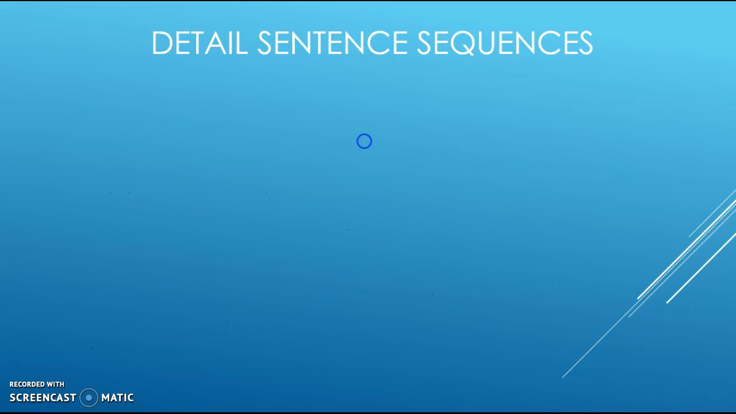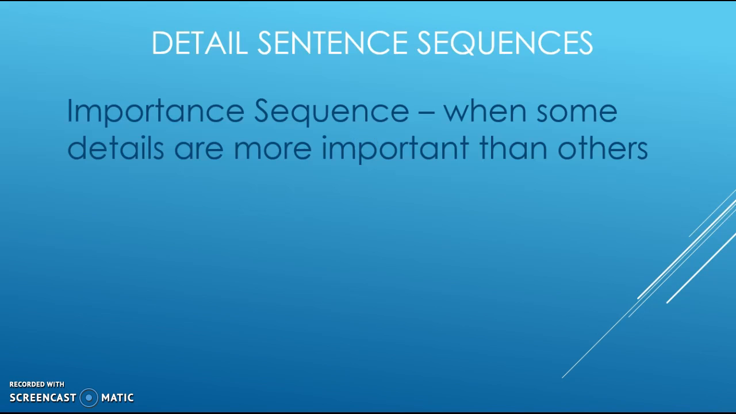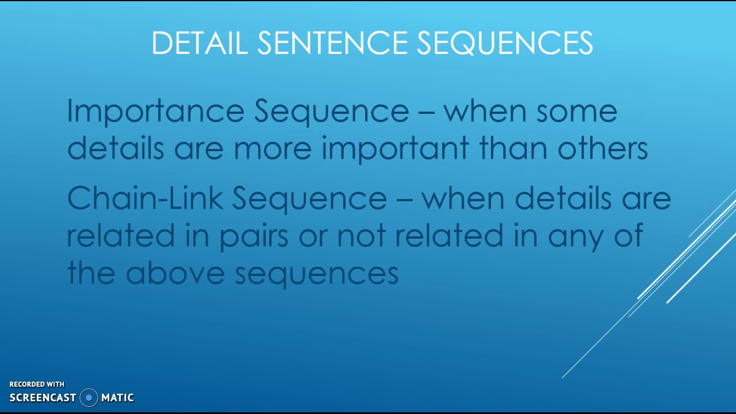And then the fourth one is importance sequence. You can use the importance sequence in a paragraph when certain details are more important than others, like when you're giving reasons for why you like something. You might decide to use an ascending importance sequence and start with the least important reason and end with the most important reason, or you might choose a descending importance sequence where you start with the most important reason and end with the least important reason. It's up to you. The last one is called chain link sequence.